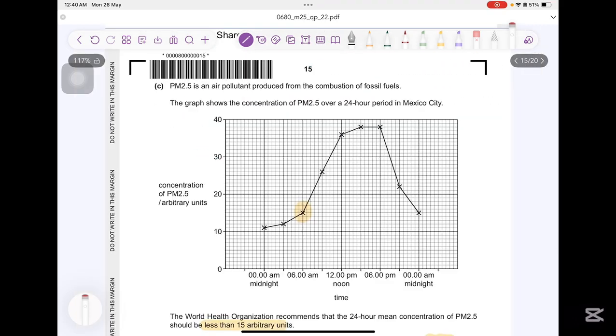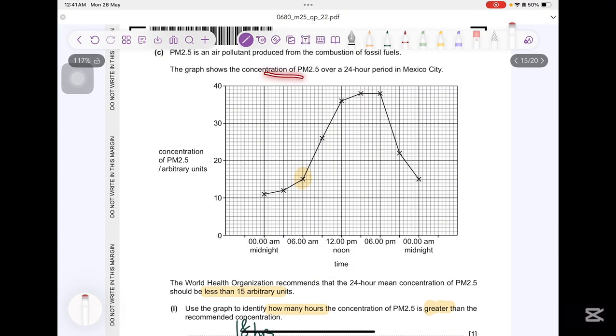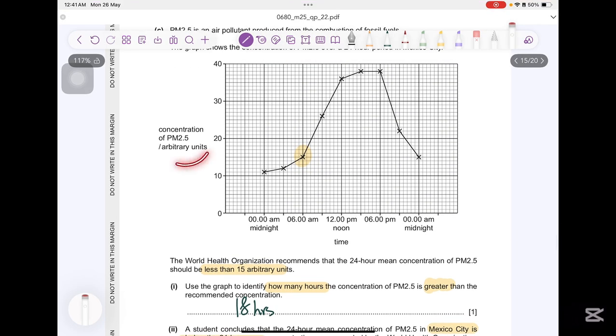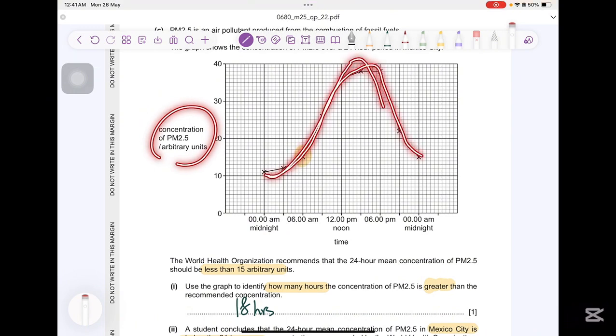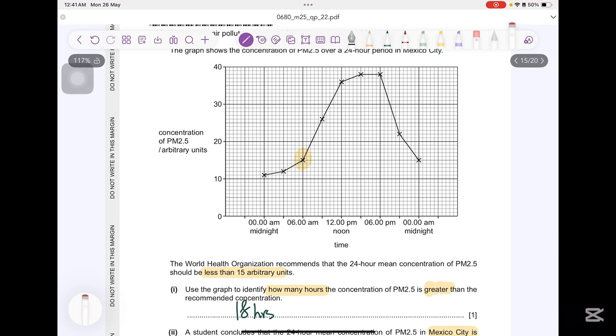The PM 2.5 is an air pollutant that comes from fossil fuels. The graph shows us the concentration of the pollutant over 24 hours. As you can see, this is the graph. It's increasing and then it decreased. The World Health Organization recommends that the 24-hour mean concentration of the pollutant should be less than 15. So we got 15 over here, okay?